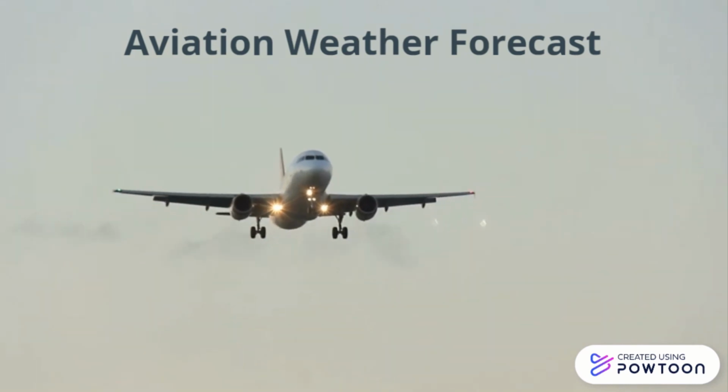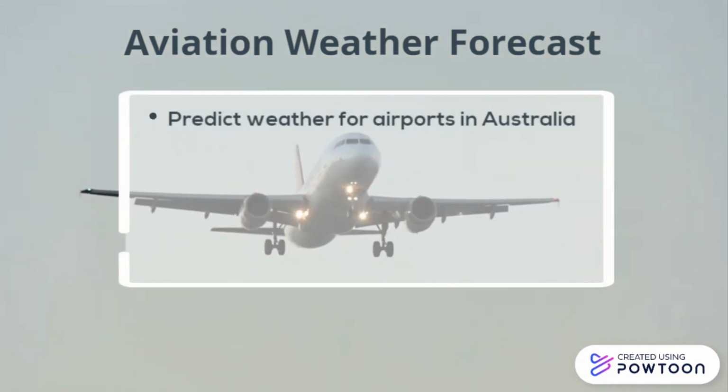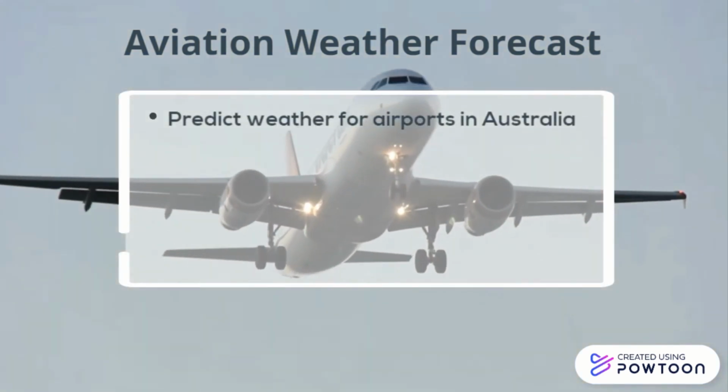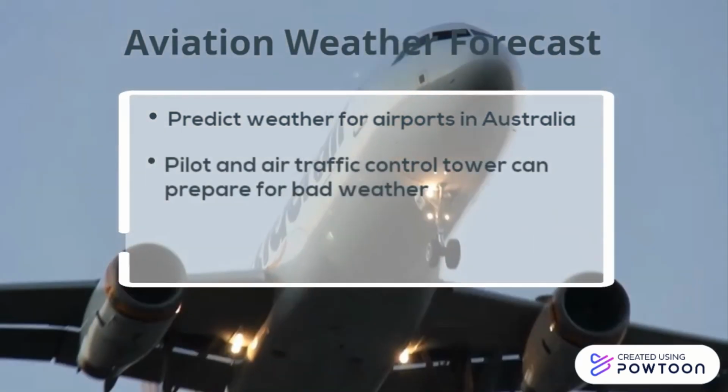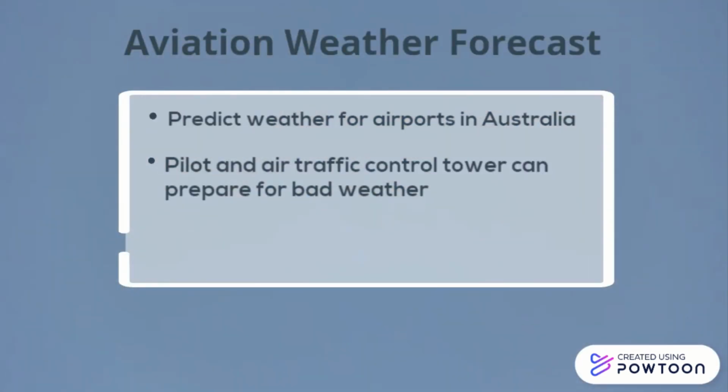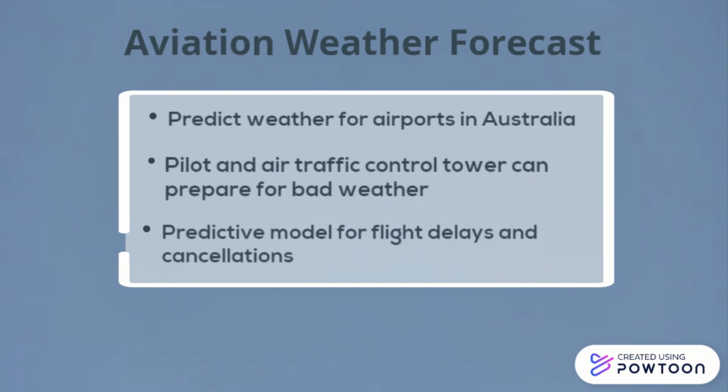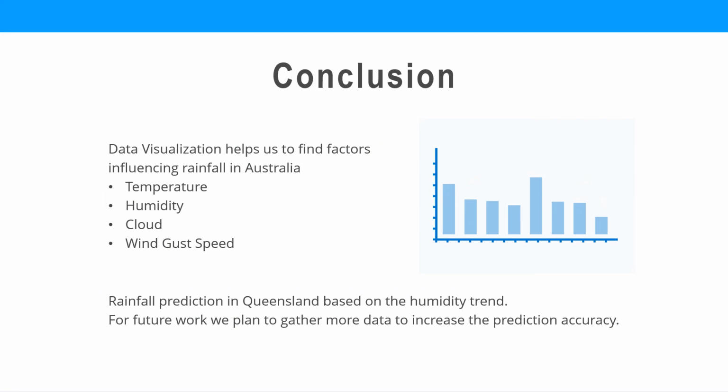Weather-related forecast is also very important for the flying industry. In the future, we would also like to predict weather for airports in Australia so that pilots can get prepared for bad weather. We also want to develop a predictive model for flight delays and cancellation based on the weather data we have. In a nutshell, the data visualization helps us to find out factors influencing Australia rainfall across different locations.